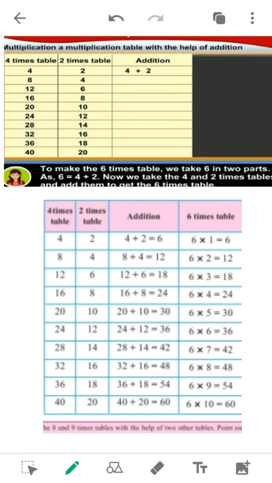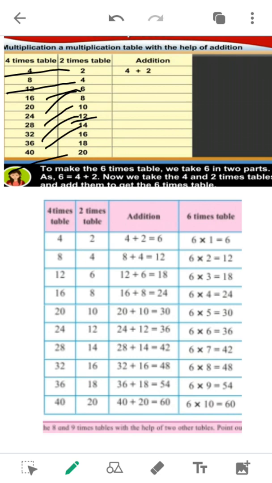First read along with me, 4 times table. 4 ones are 4, 4 twos are 8, 4 threes are 12, 4 fours are 16, 4 fives are 20, 4 sixes are 24, 4 sevens are 28, 4 eights are 32, 4 nines are 36, and 4 tens are 40. Same as it is with the 2 times table.